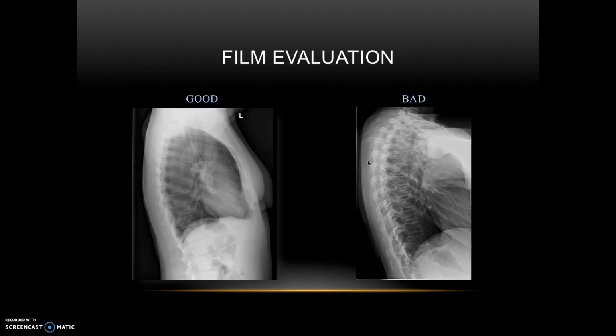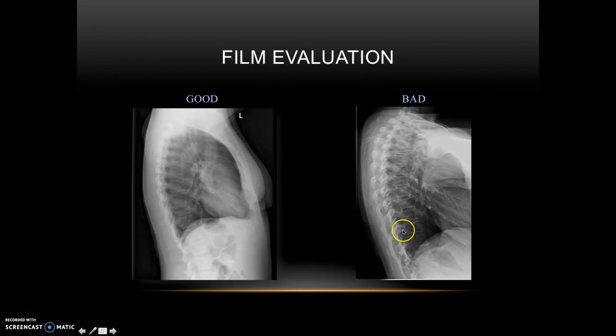Again, this is a lateral view. This is what you want to see. You have some superimposition of the ribs here. There's no rotation. We have the entire lung field from the apices down to the costophrenic angles. The patient's arms are above the head. They're not obscuring the anatomy here, and the film is marked.